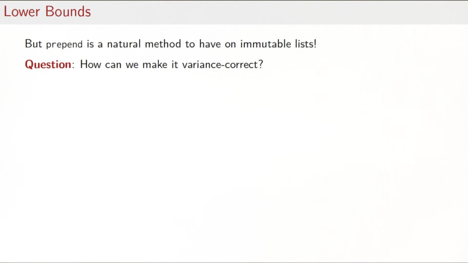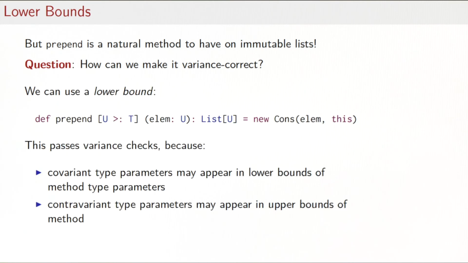Okay, so now we know why prepend is illegal, but still there's an unsatisfactory feeling here, because prepend is a natural method after all to have on immutable lists. So the question is, can we somehow make it variance correct? And in fact we can, and for that we will make use of a lower bound.